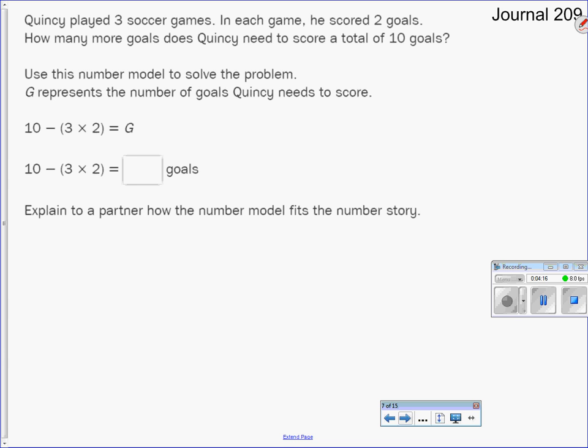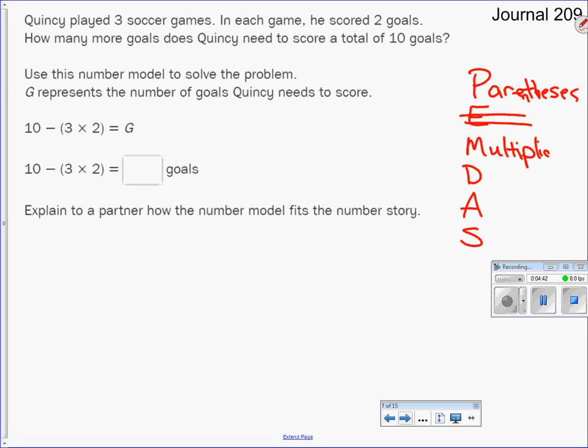And remember, we said we could use any letter. So, remember, please excuse my dear Aunt Sally: parentheses, exponents, multiplication, division, addition, and subtraction. This is the order of operations.